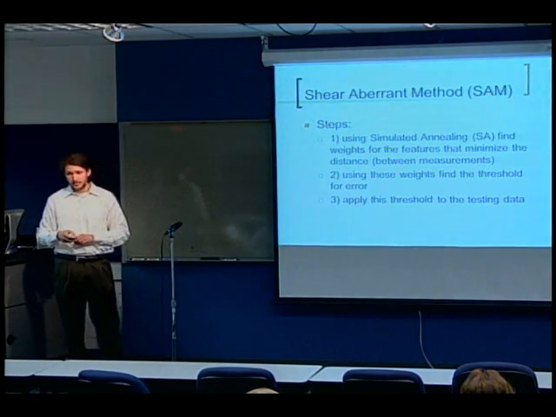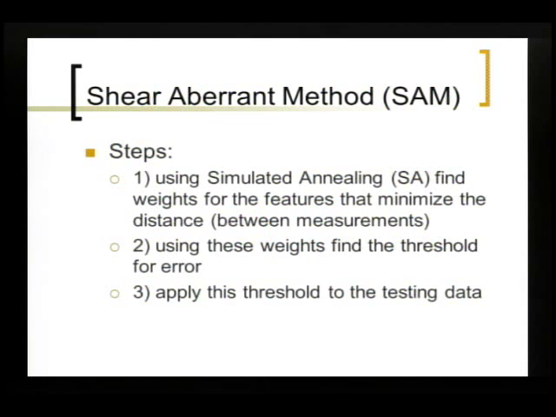So the next method I decided to do was a shear aberrant method, or SAM. There are basically three steps. The first step is to identify features and figure out how to weight those features, and I use simulated annealing to weight them. For example, in the shear data, a feature might be the wind speed, but you could also look at the difference in wind speed between two different altitudes, because even though there's not really a consistent wind gradient, there still could be a relationship at a certain period of time between the wind speeds at different altitudes. Then, using those weights, I find a threshold for error, and finally I apply that.